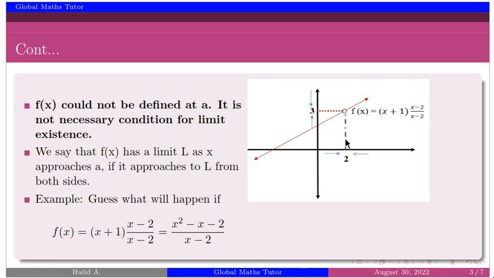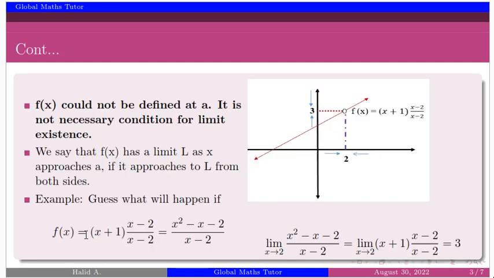So f of x being defined at a is not a necessary condition. The necessary condition for the limit to exist is that it must approach some number as x approaches the number a from both sides. So for this kind of rational function, if we factorize and there is a factor that can be cancelled out, we can cancel it and do the simplification.